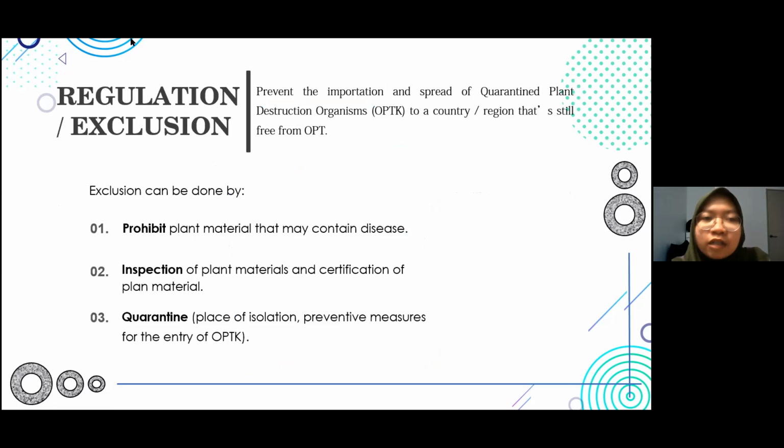Next is regulation or exclusion. Prevent the importation and spread of quarantine plant destruction organisms, or OPTK, to a country or region that is still free from OPT. Exclusion can be done by 1. Prohibiting plant material that may contain disease. 2. Inspection of plant materials and certification of plant material. 3. Quarantine or place of isolation, a preventive measure for the entry of OPTK.